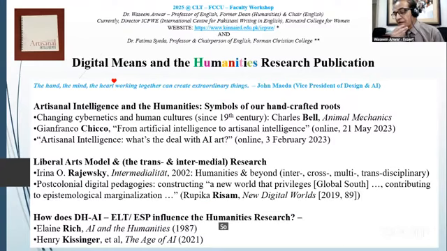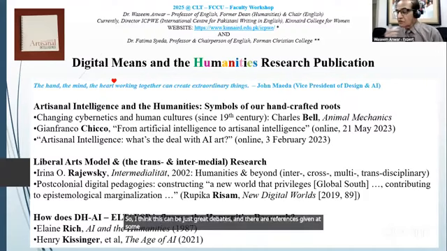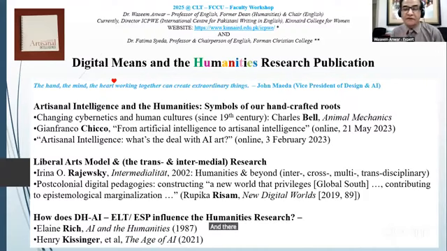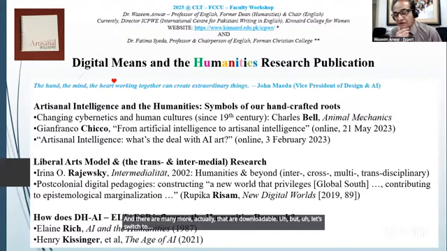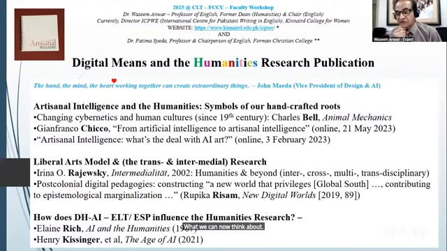So I think these can be just great debates, and there are references given, some articles already given to you, and there are many more that are downloadable. But let's switch to what we can now think about: why publish?